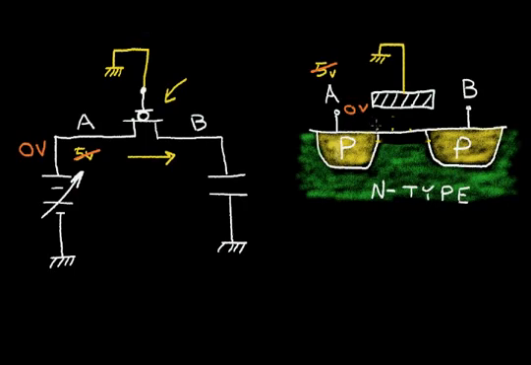So if I have 0 volts, at this point the electric field is non-existent because the gate is at 0 volts and this P region is at 0 volts. So if this B region is at a high voltage, I'll have a strong electric field here and I'll form a channel and I'll get some conduction.